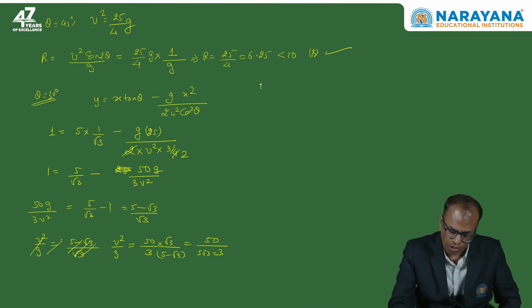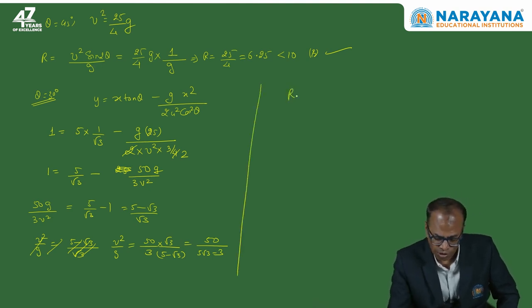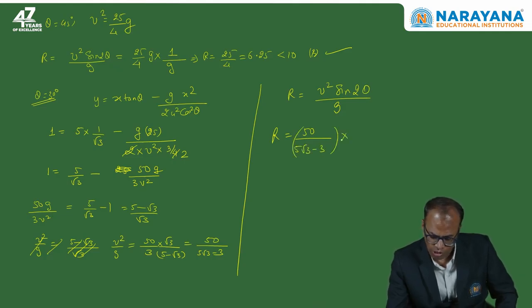Okay. I'll plug in this value. Now I have to check for range. Range is V square sine 2 theta by G. So the range will be V square by G times sine 2 theta. V square by G is 50 by 5 root 3 minus 3. Sine 2 theta is sine 60 degree, which is root 3 by 2. Okay, so this is 25 into root 3 upon 5 root 3 minus 3.